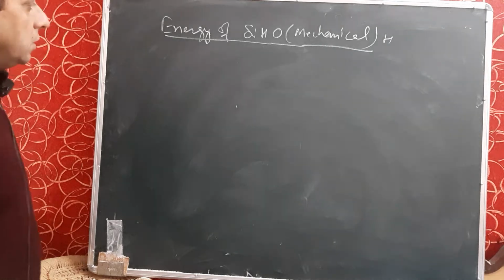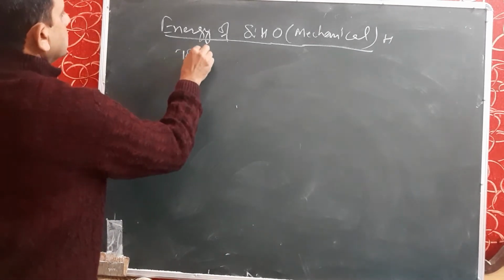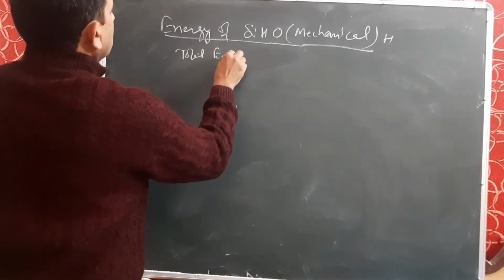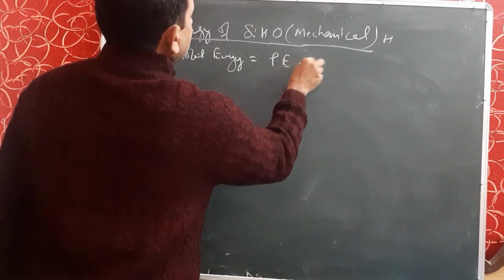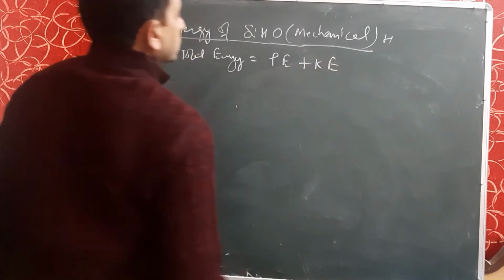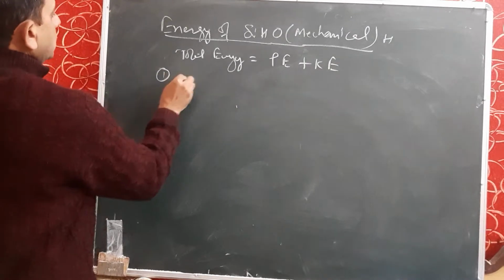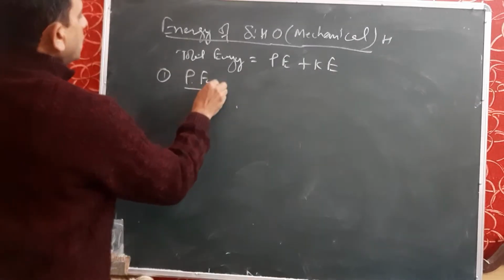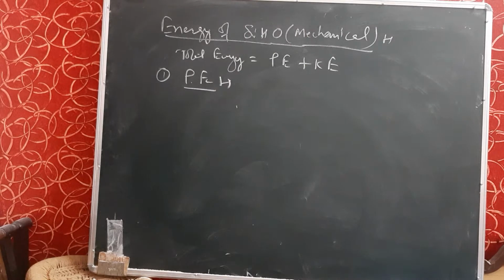You know that in the case of a mechanical oscillator, the total energy is the sum of potential and kinetic energy. We will find the potential energy first, then the kinetic energy, and after that we will add both energies to get the total energy. So the first part is potential energy.